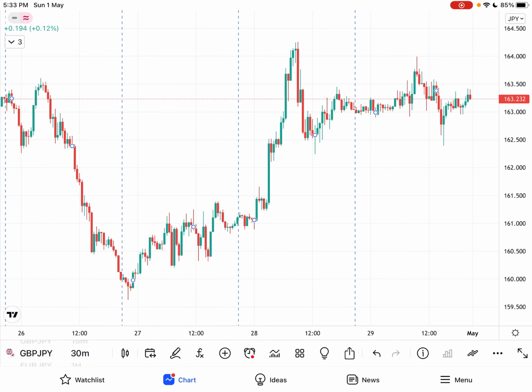I prefer the 30 minutes time frame because it's more like the middle chart, looking at the 4 hours and the 5 minutes. I don't like to go up and down when I'm doing my analysis, trying to make it complicated. I try to keep it simple.